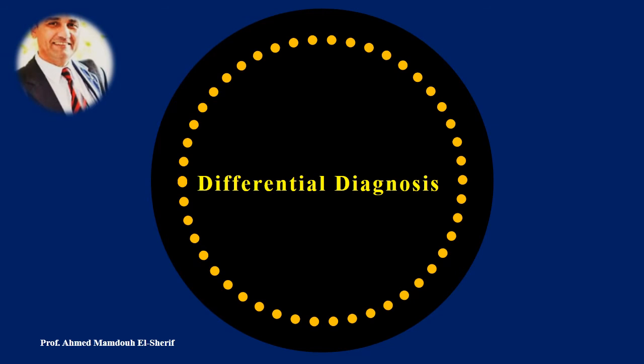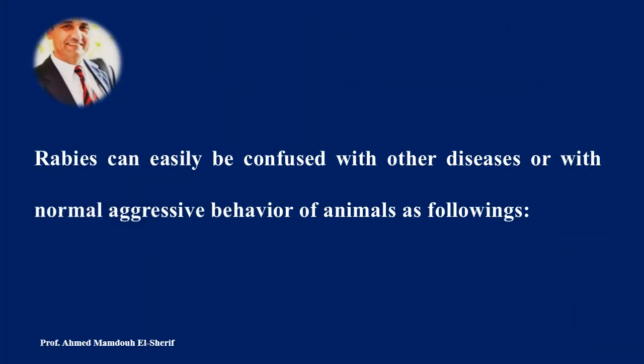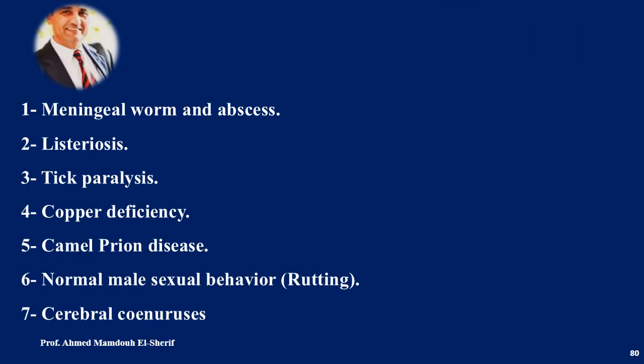Differential diagnosis. Rabies can easily be confused with other diseases or with the normal aggressive behavior of animals, as follows. There are 7 diseases with nervous behavior that have to be differentiated from rabies disease in camels.